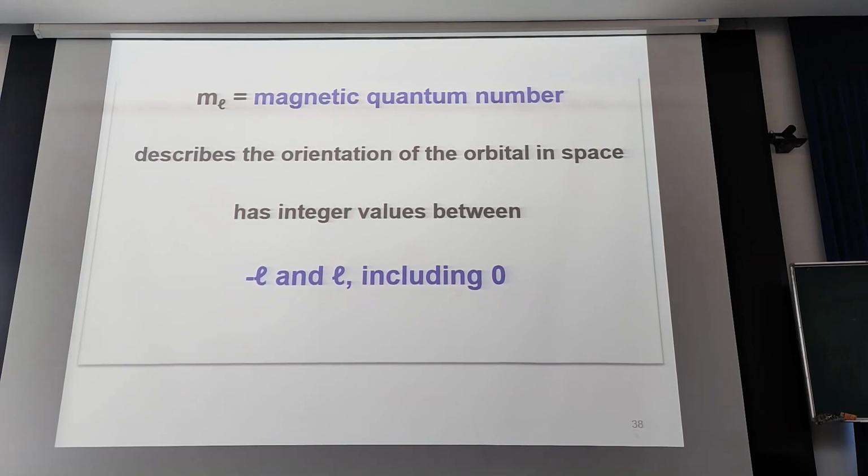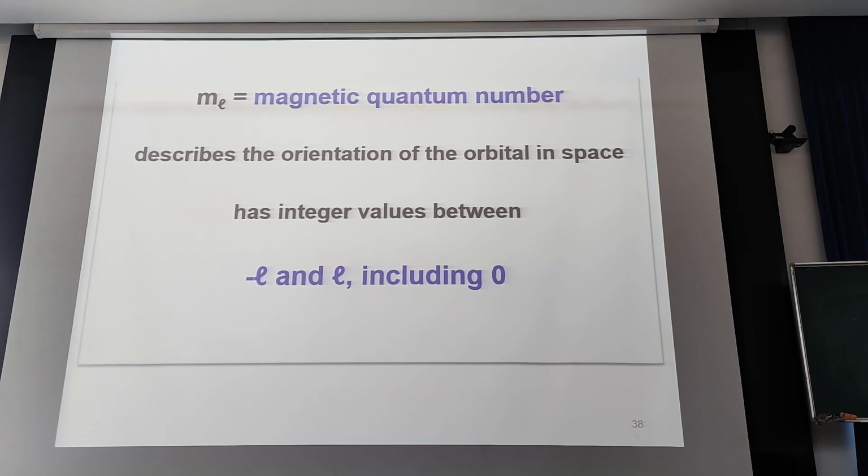But if you have orbital p, that means L equal to 1, then ML will accept the values minus 1, 0, and positive 1. So you have 3 values of ML. That explains why you have 3 p orbitals, oriented in 3 directions: one on the x, one on the y, and one on the z axis. If you have L equal to 2, so basically you have orbital d, right? Then ML accepts the values minus 2, minus 1, 0, positive 1, positive 2. So you have 5 values. That explains why you have 5 d orbitals.